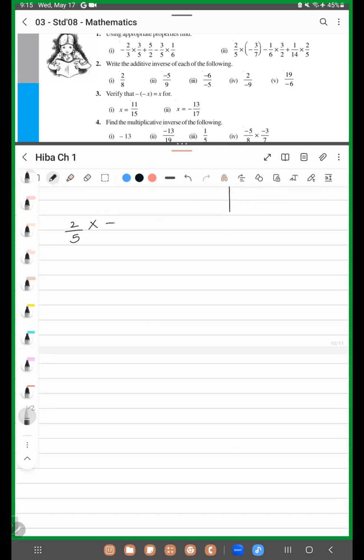2 by 5 multiplied by -3 by 7, -1 by 14, -3 by 7 multiplied by 3 by 5. Good question. Now, first of all, let's identify. What do we have to identify? First step: the terms that are common.